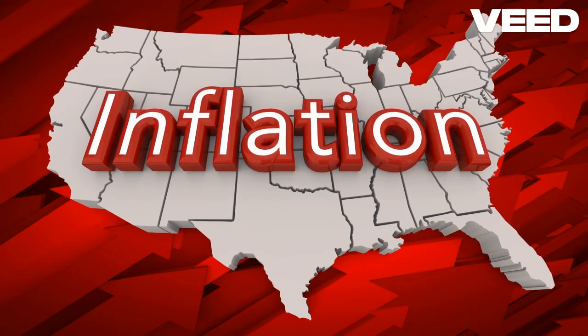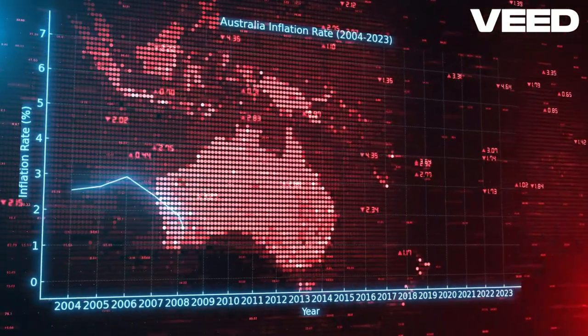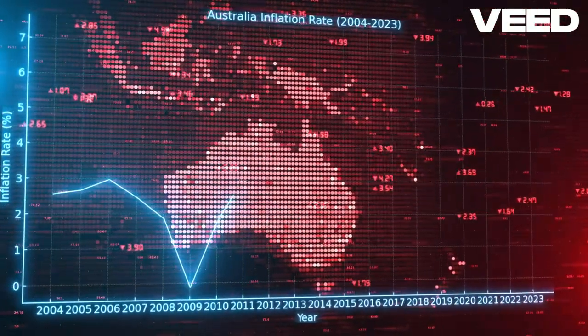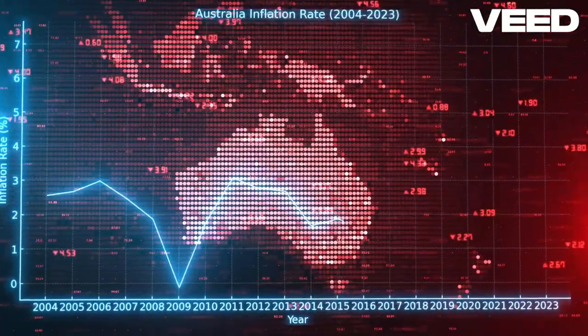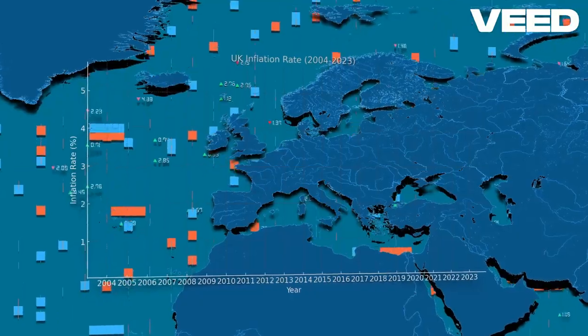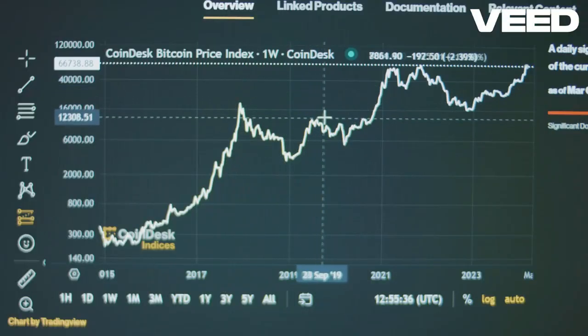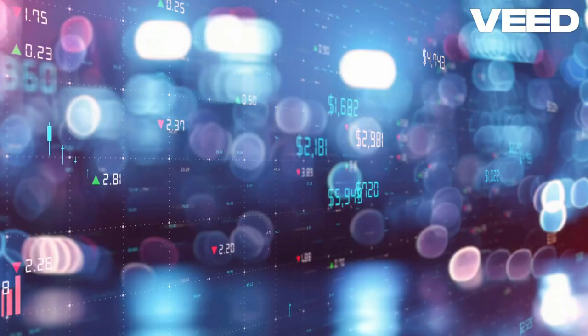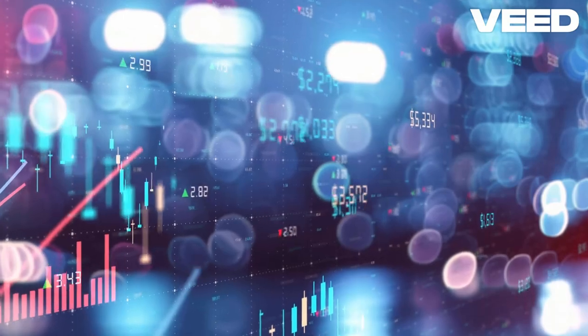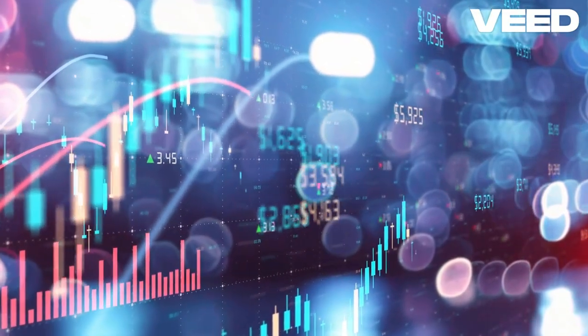Inflation is often measured using the Consumer Price Index, or CPI. The CPI tracks the average price changes of a basket of goods and services over time, giving us a snapshot of inflation at the consumer level. Another measure is the Producer Price Index, or PPI. The PPI tracks price changes from the perspective of sellers or producers, reflecting inflation at the wholesale level.